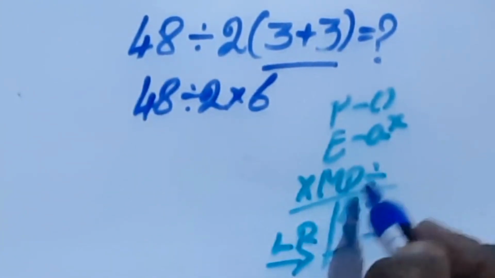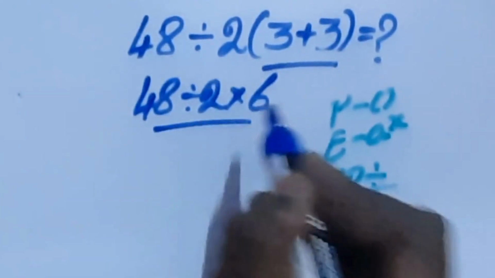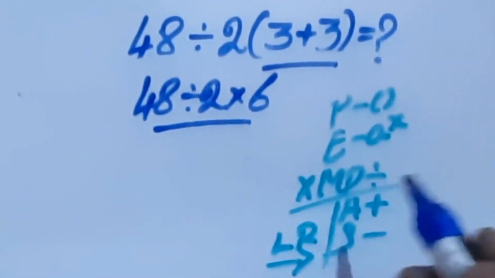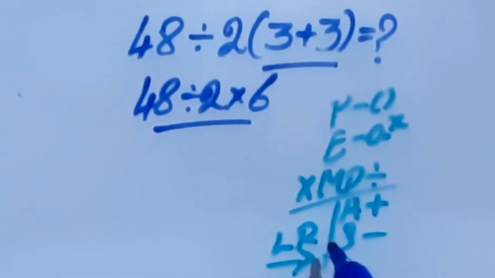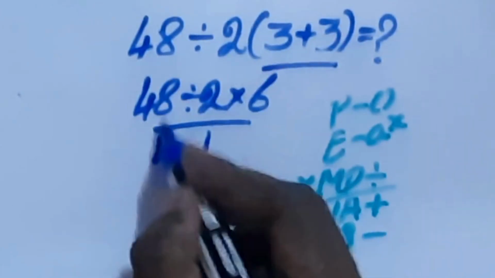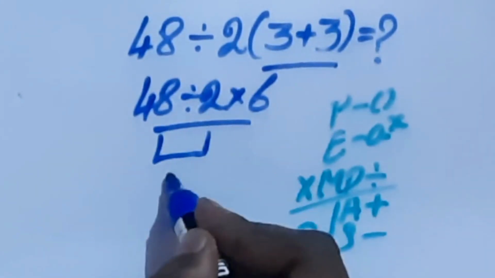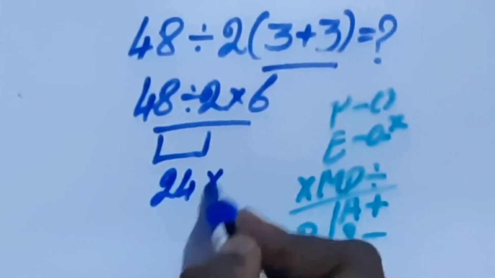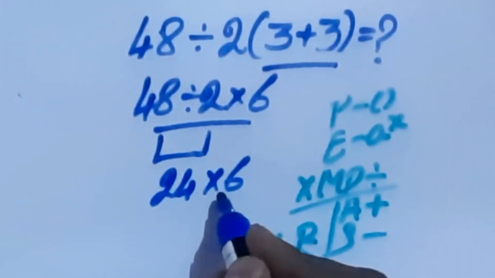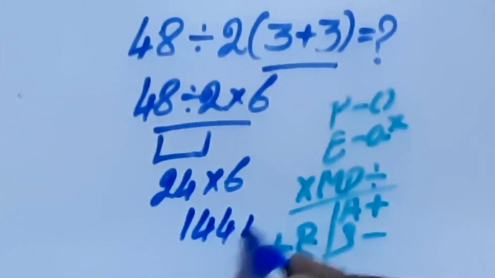The next priority is multiplication and division. Here we have division and multiplication. Here both are equal priority. For this equal priority, we have introduced this left to right. Here left to right is 48 divided by 2. So we have to do this 48 divided by 2 before this multiplication. So 48 divided by 2 is 24, times 6. Here 24 times 6 is 144, which is the correct answer.